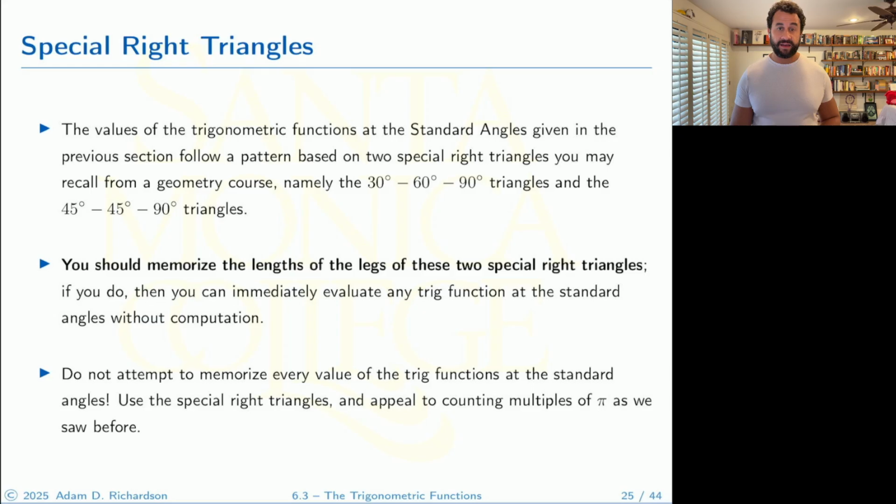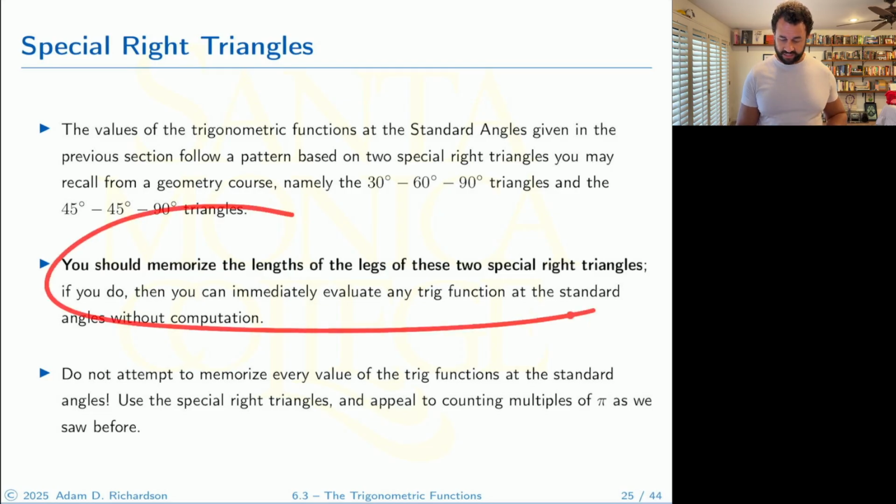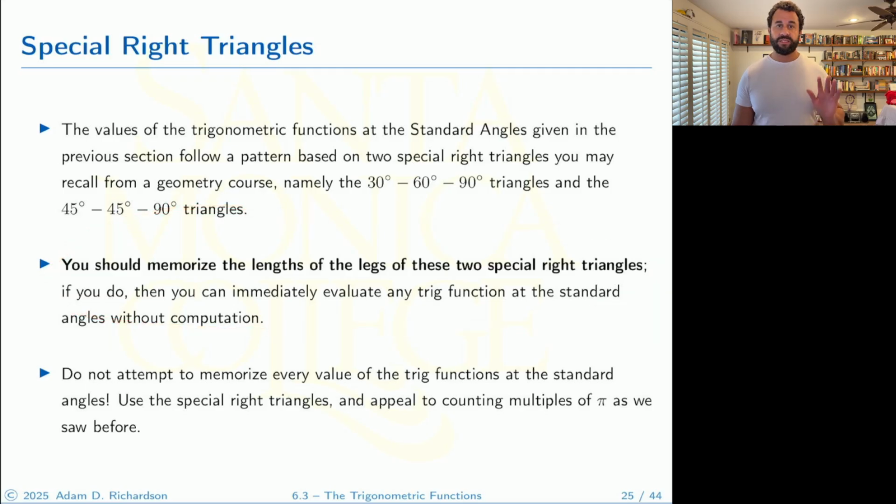And if you do that, then you can immediately evaluate any trig function at the standard angles without computation. Like I mentioned in the previous lecture, don't try to memorize the whole unit circle. If you look it up online, you'll find a unit circle that's just packed with information. You don't need to memorize all that. Just get comfortable with the standard angles, memorize these two special right triangles, and you'll be set.